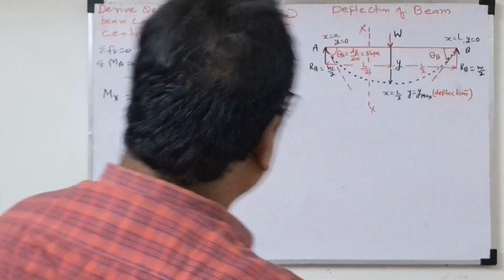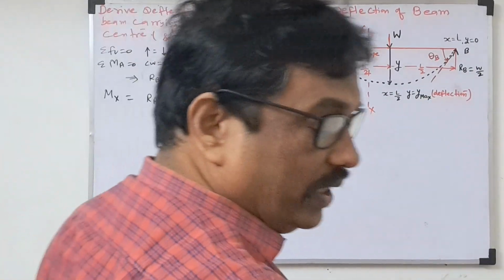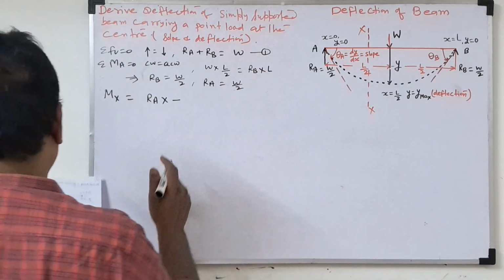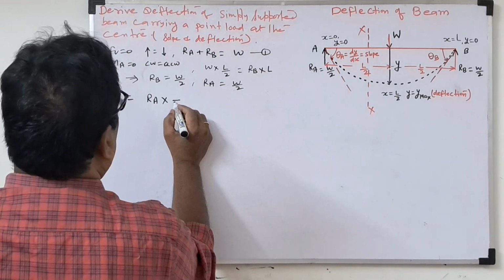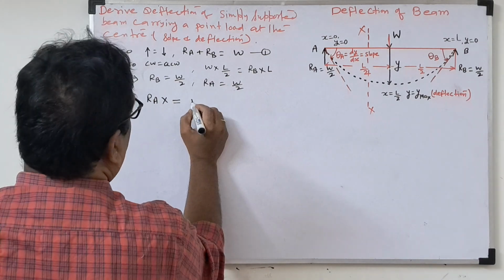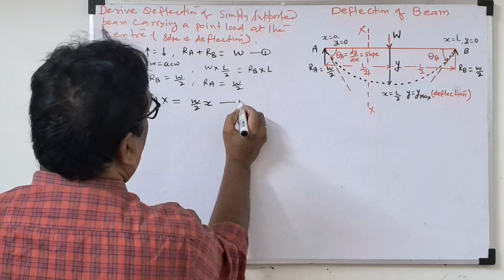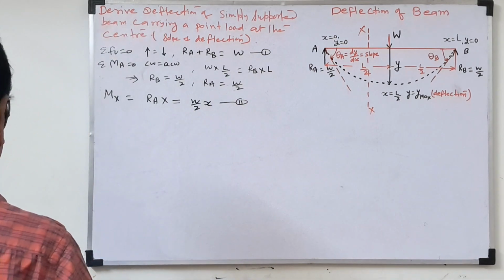Yes, it will come. Taking moment about X, it will come RA into X. RA is how much? W by 2 into X. This is the bending moment. Give the equation number 2. So we got this equation.